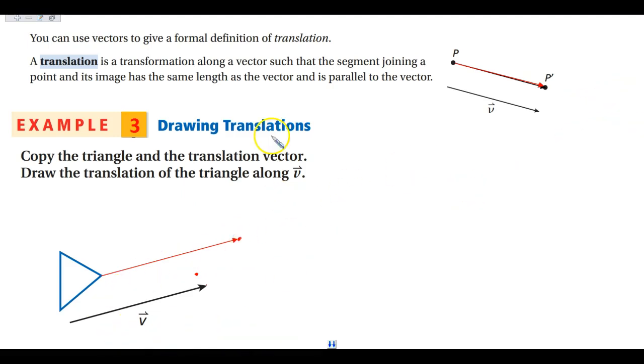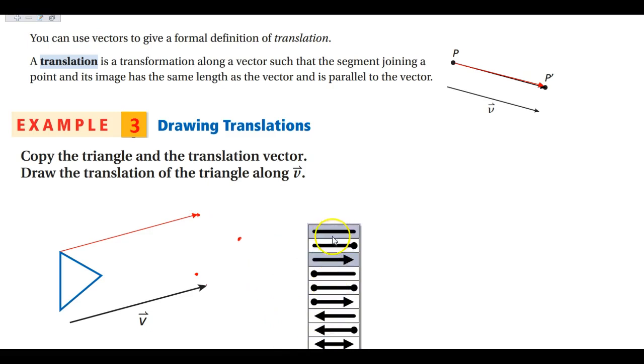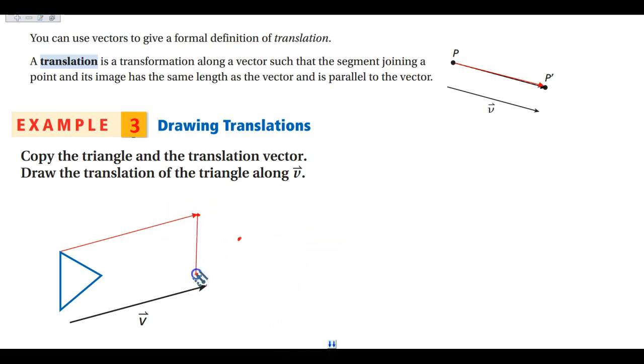All right, so there's my second one. And then we're going to move the vector to the third point. We're going to draw this dot right here. And then we are going to connect our points for our image of our triangle. All right, so that is our triangle as it has been moved along the vector V. Again, you are just doing the best that you can. We will actually in class go through a way to do these a little more accurately on your own papers. If you have any questions, go ahead and write them down now. And let's take a look at our next example.